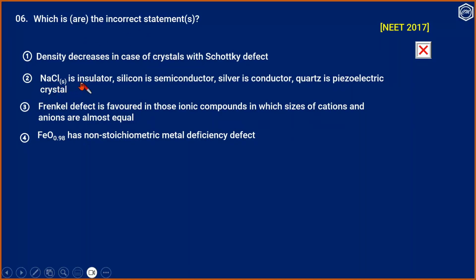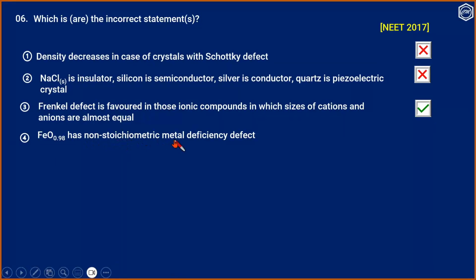Sodium chloride solid is insulator, silicon is semiconductor, silver is conductor, quartz is piezoelectric. That statement is correct. Frenkel defect is favored in those ionic compounds in which sizes of cation and anion are almost equal. So Frenkel defect is shown by ionic compounds with a large difference in cation and anion sizes. So that is a wrong statement.